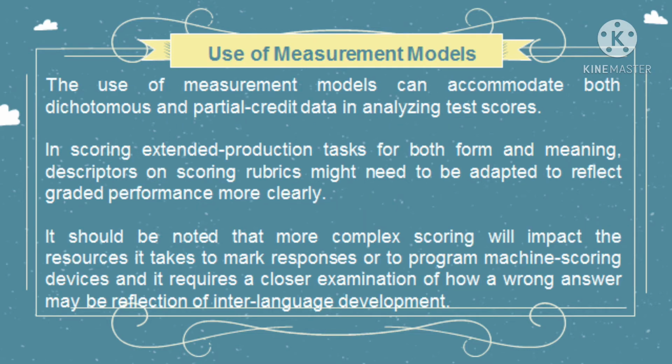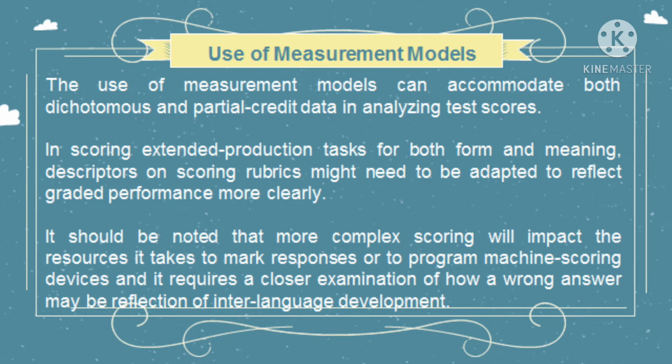The use of measurement models can accommodate both the dichotomous and partial credit data in analyzing test scores. So measurement is the process of assigning numbers to persons or items, and even to events, in a meaningful way. Therefore, knowing how to perceive the numbers being assigned to each aspect or any form of questions requires an awareness of measurement scale.